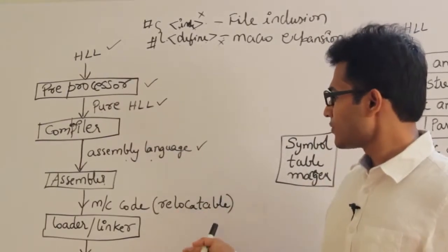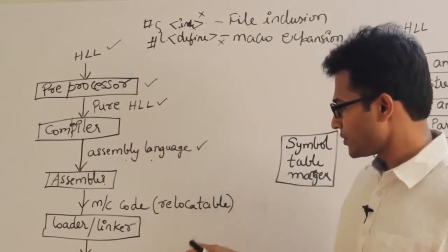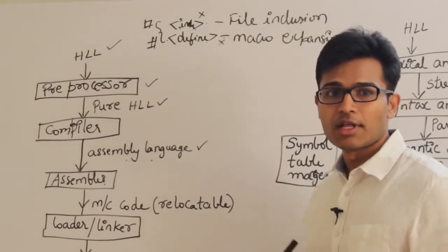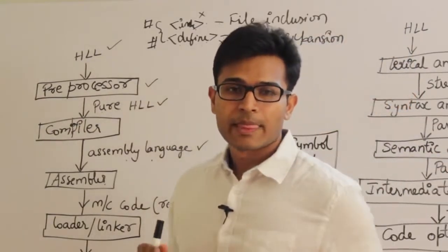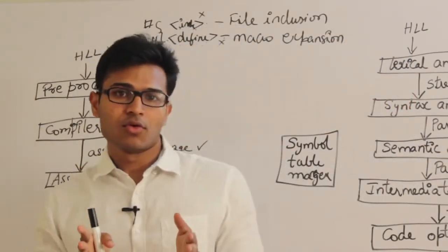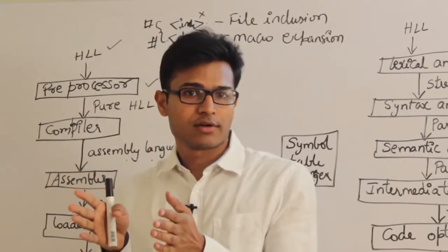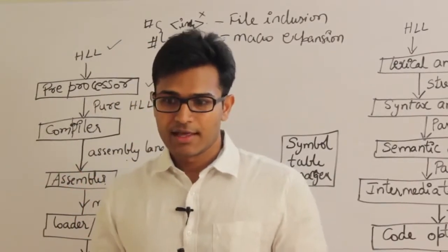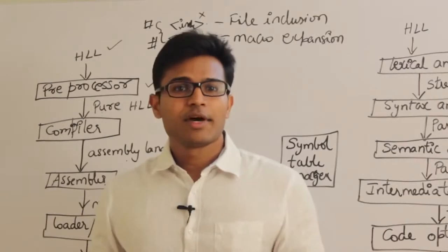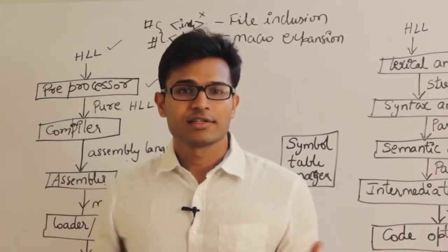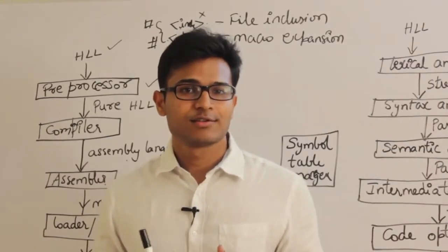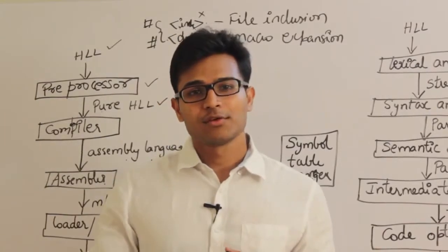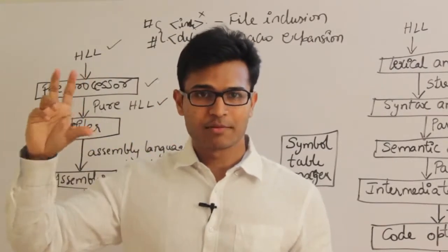But then there are two types of machine codes. One is relocatable machine code and other is absolute machine code. Relocatable machine code means you can load that machine code at any point in the computer and you can run. In the sense, compiler doesn't assume that you are going to run a program only from a particular memory.